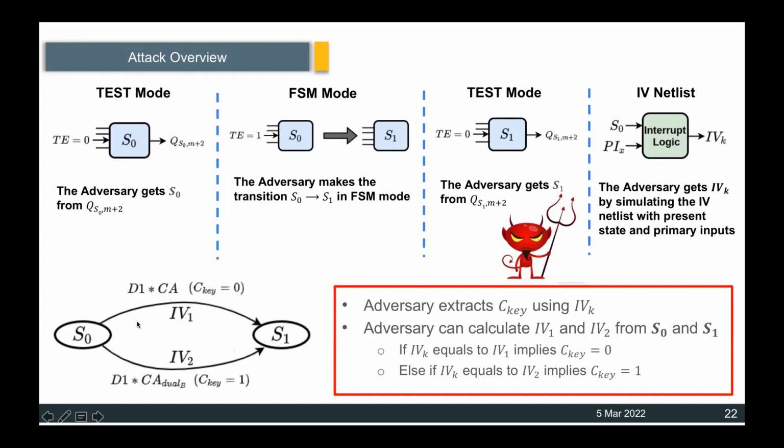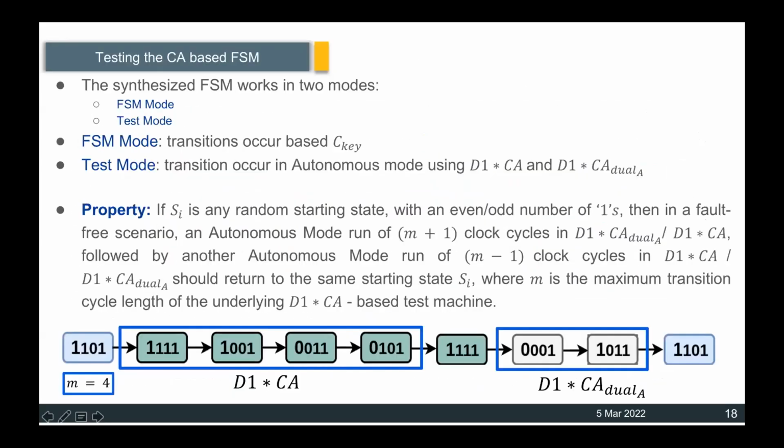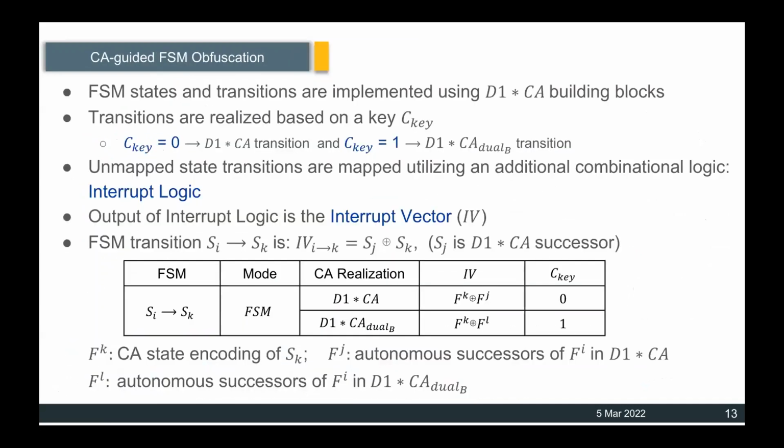Note that there are two possible ways in which it can make a transition from S0 to S1. It is either D1 star CA or it is D1 star CA dual B. That means it is either CK equal to 0 or CK equal to 1. In both of these cases, the IV can be either IV1 or IV2. So the attacker can calculate IV1 and IV2 from S0 and S1. It basically uses the table that we saw. It falls back to this table and finds out that these are the two possible choices of IV that can take place by using the knowledge of the initial state and the final state.